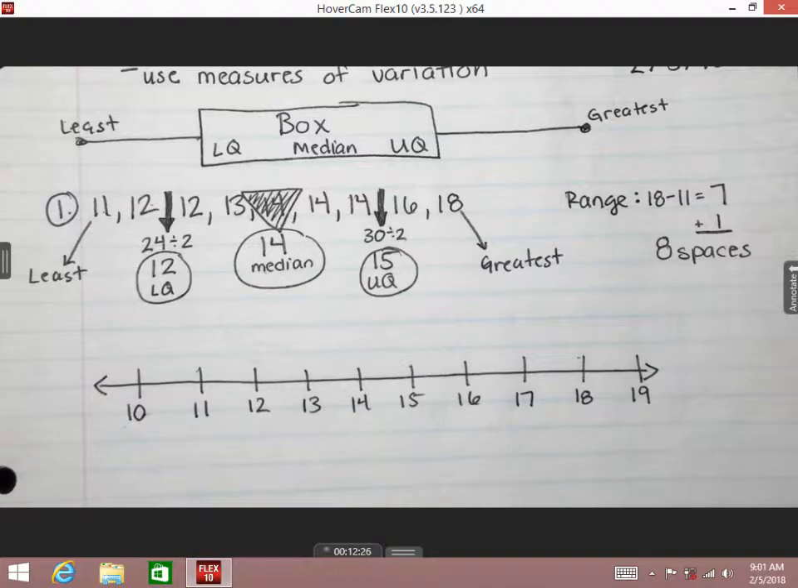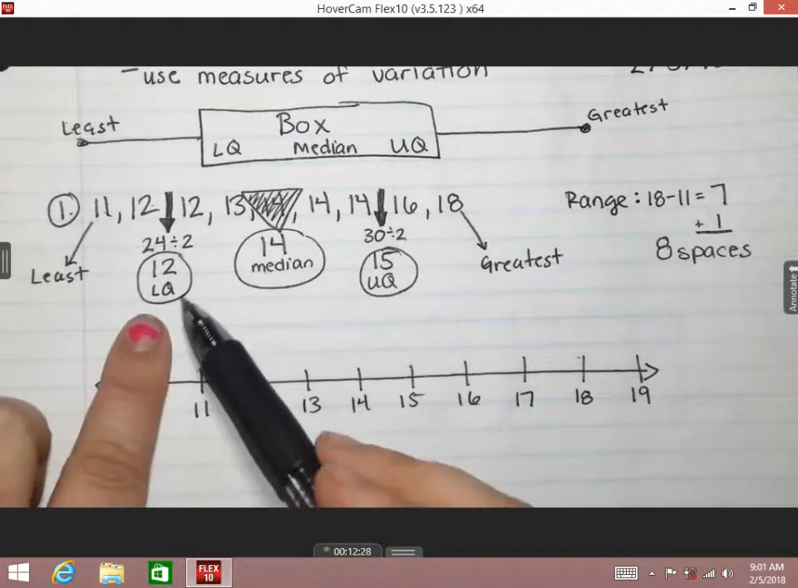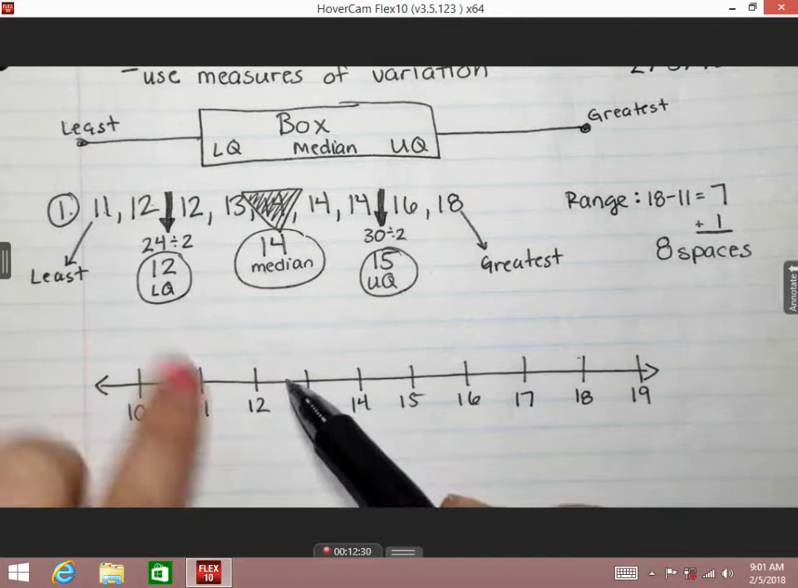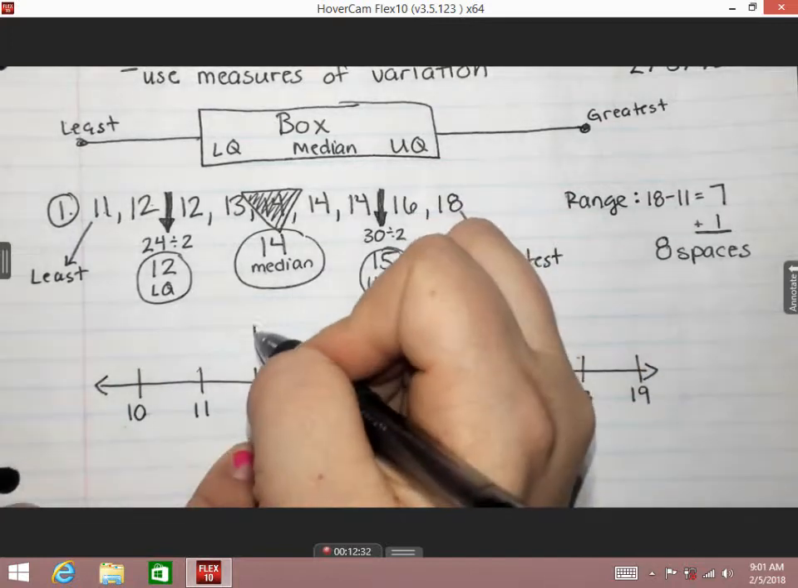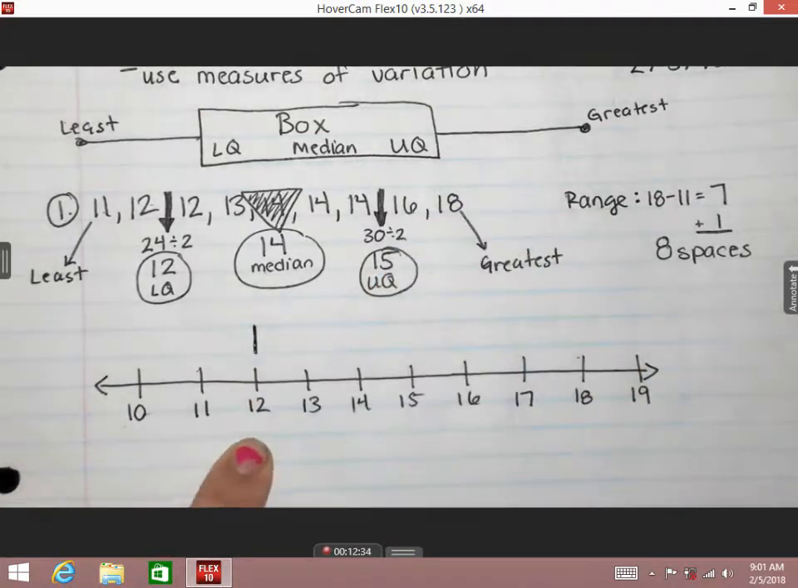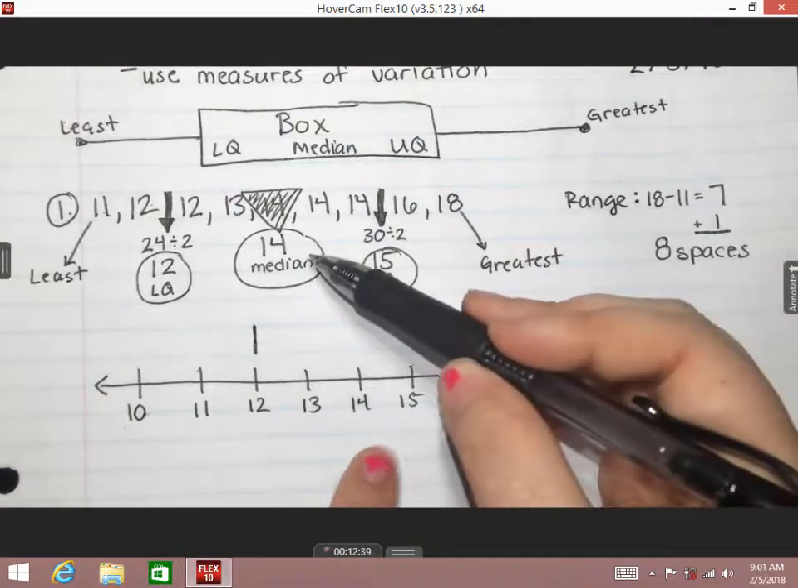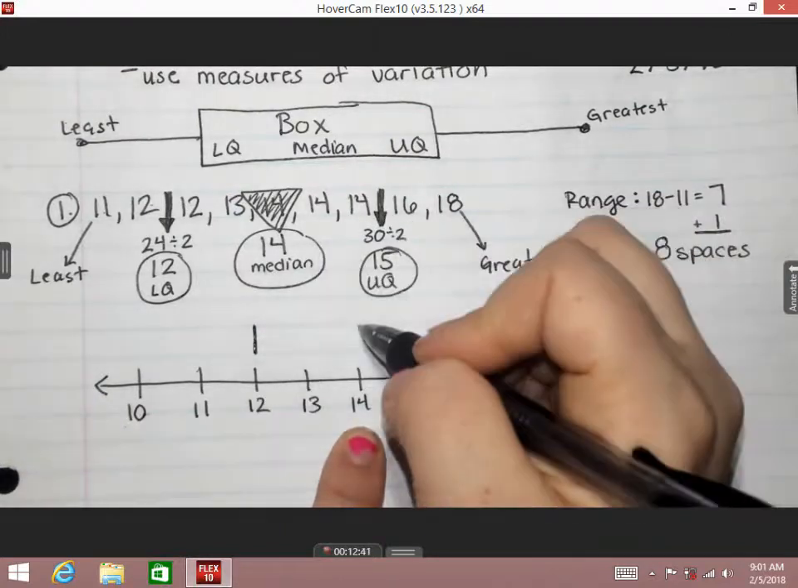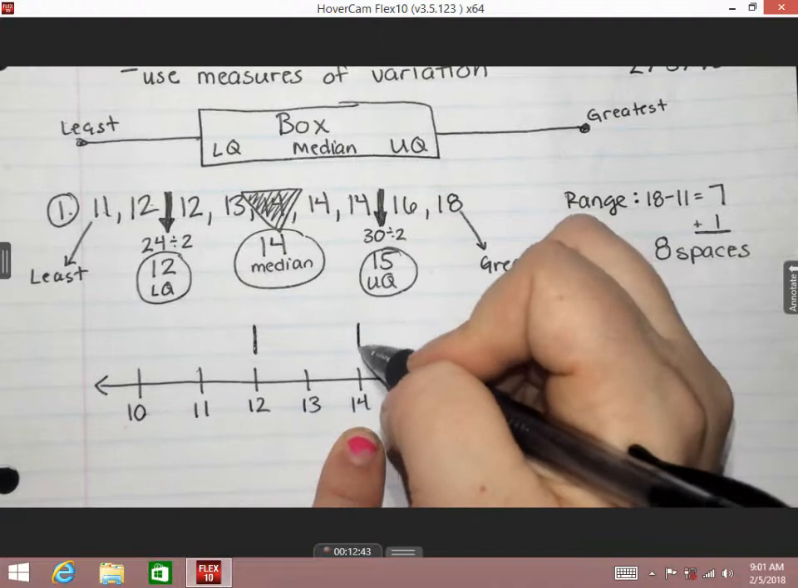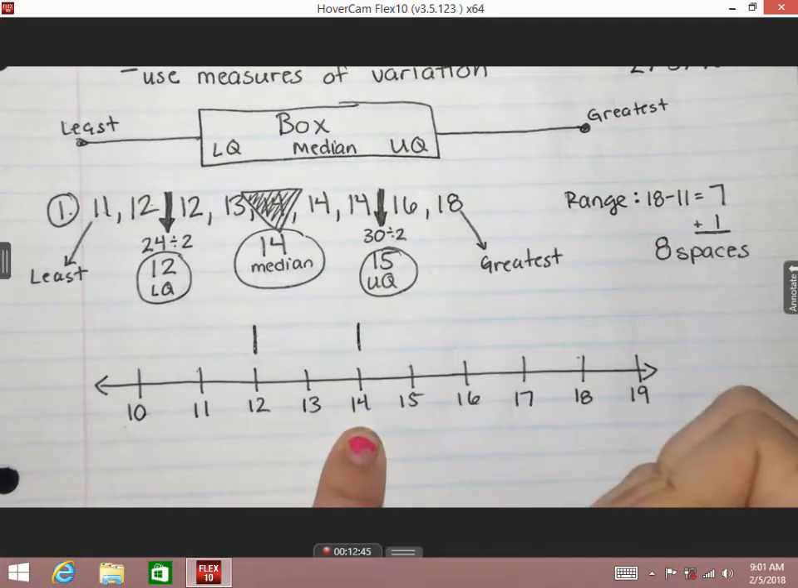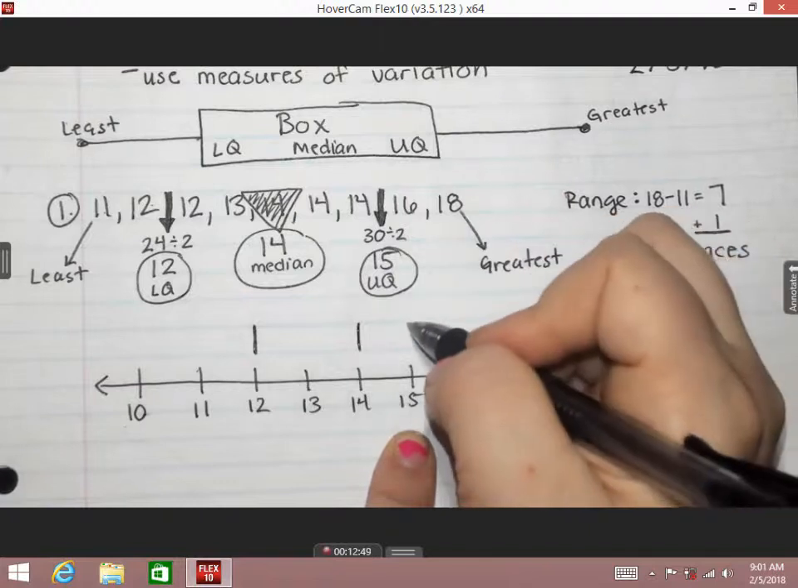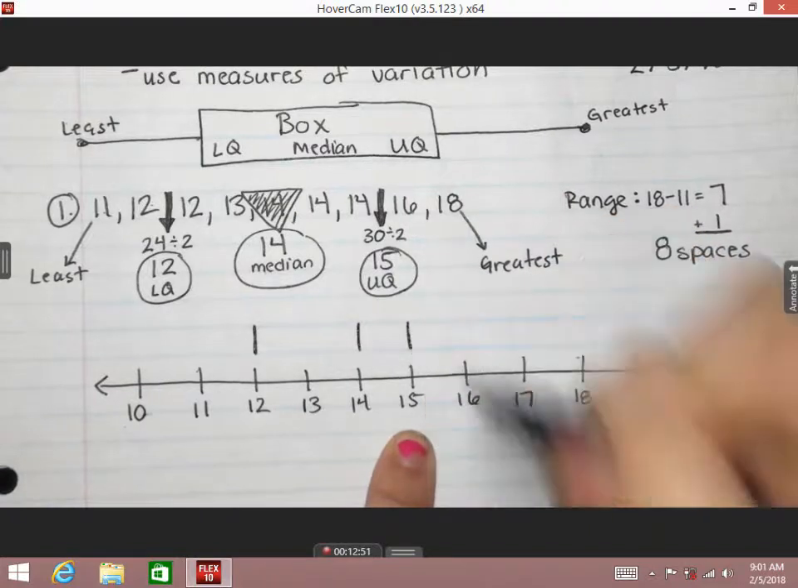I think that's usually the easiest place to start. So where I have the number LQ 12, I'm going to put a line because we're actually going to connect these all with a box. 14, my median, it's part of a box, so I'm not going to put a dot. I'm going to put a line. 15 is part of my box, so I'm going to put a line.